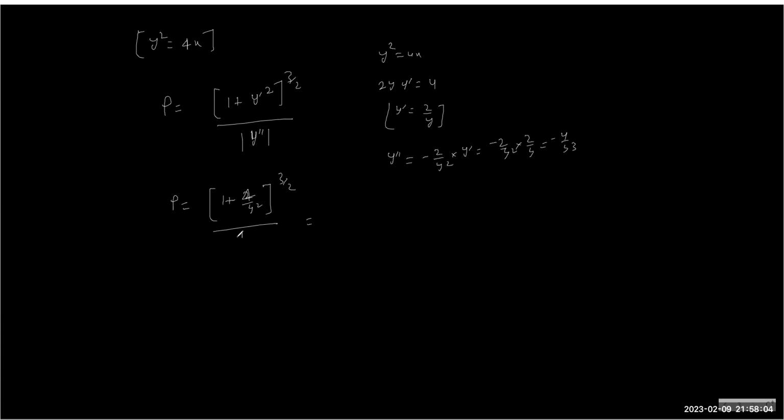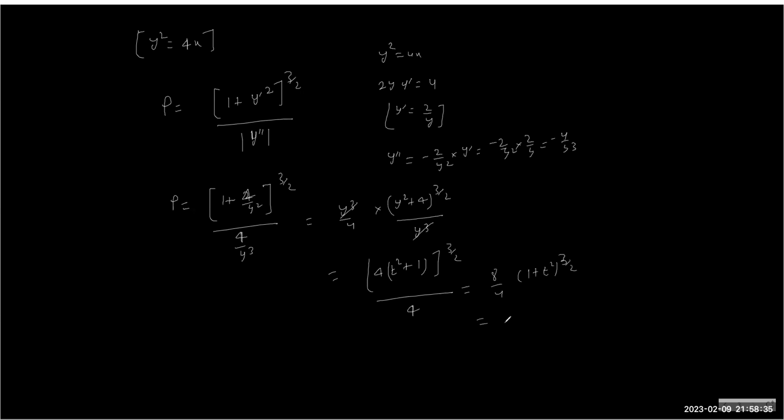So this is already 4 by y cube. So y cube by 4 into y square plus 4 power 3 by 2 upon how much? Like you, this gets cancelled. And now you can substitute y. Y was how much? 2t. So I can take 4t square plus 1 power 3 by 2 upon 4. How much is that? 8 by 4. And so you can see the answer.